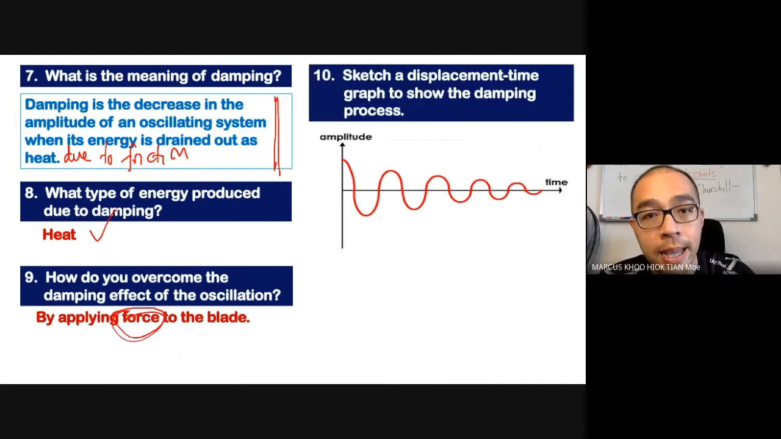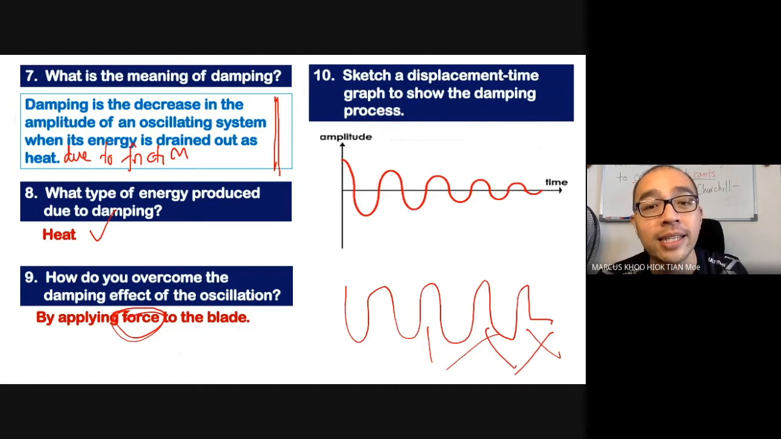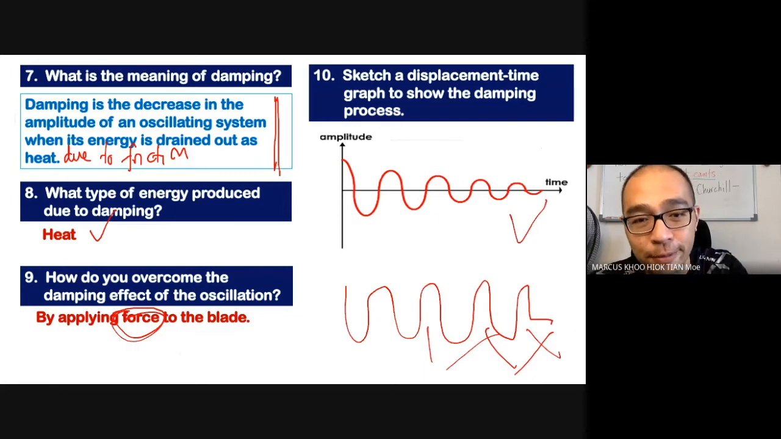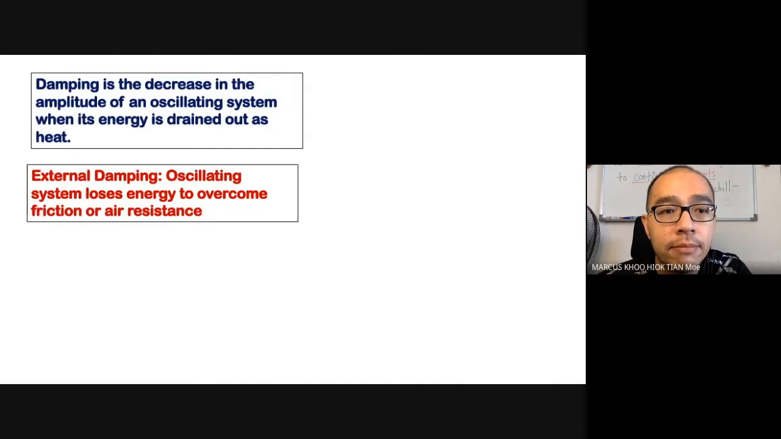But if it is damping, this is how the graph will look. Take note that when damping happens, the graph is going to decrease in amplitude. Don't keep it the same all the way and then suddenly stop, cannot. The amplitude must be nicely decreasing all the way. So please take note of how to draw the graph. All right, next. Again, the same thing.